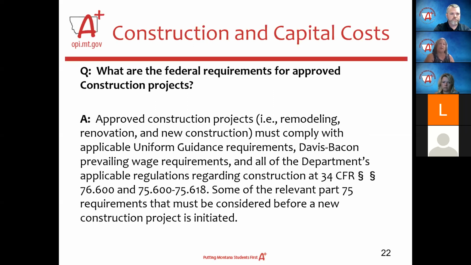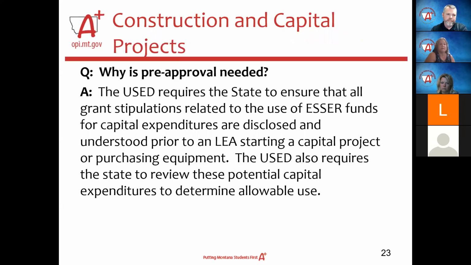What are the federal requirements for approved construction projects? Approved construction projects such as remodeling, renovation, and new construction must comply with applicable Uniform Guidance requirements, Davis-Bacon prevailing wage requirements, and all of the department's applicable regulations regarding construction. They're at 34 CFR sections 76.600, and 75.600 through 75.618. These are some of the relevant Part 75 requirements that must be considered before a new construction project takes place, and we'll go over those in a minute.